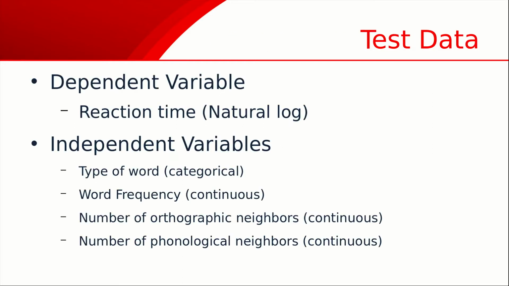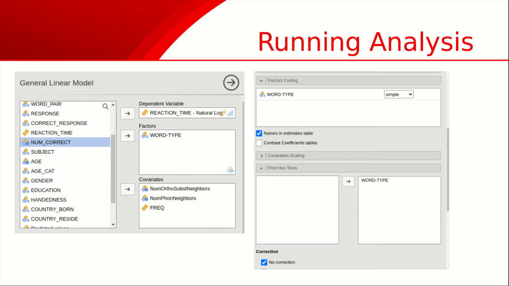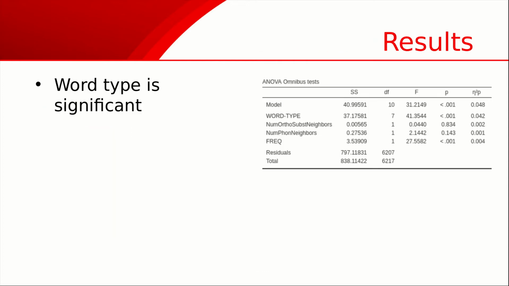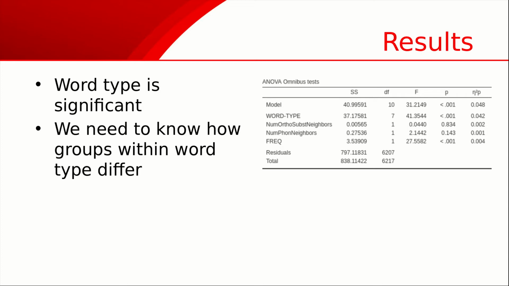So the test data I'm going to look at has a dependent variable of reaction time and a number of independent variables: type of word, word frequency, number of orthographic and phonological neighbors. The most important we're going to look at among these is the type of word. So here's how I ran the analysis in Jamovi. And here are the results, and among other things, you see that word type is significant, but we need to know how the groups within the word type differ.